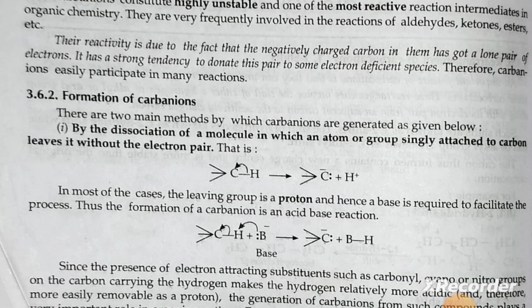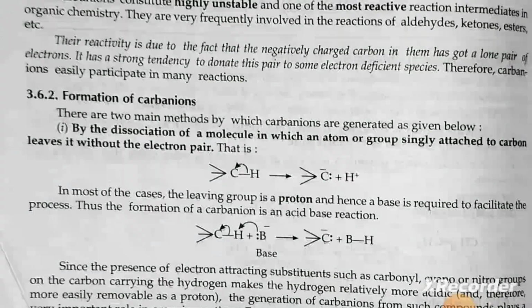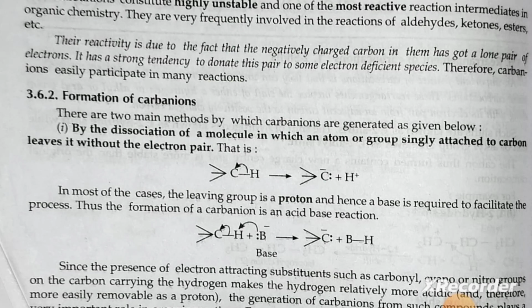Second, formation of carbanion. There are two main methods by which carbanions are generated as given below. First, by the dissociation of a molecule in which an atom or group singly attached to carbon leaves it without the electron pair. That is, CH gives rise to C negative plus H positive. In most of the cases, the leaving group is a proton and hence a base is required to facilitate the process. Thus, the formation of carbanion is an acid-base reaction.